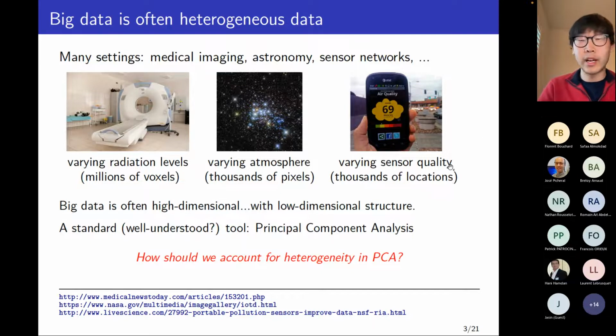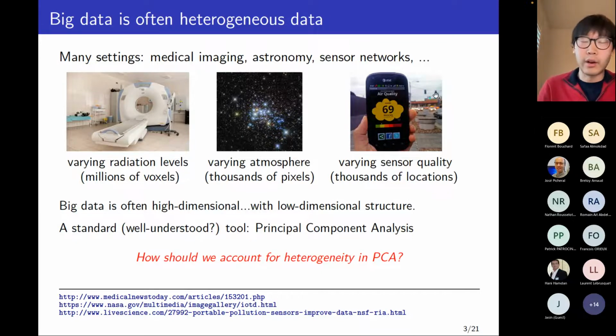Now, in all these settings, another common feature is that these are all high-dimensional data sets. For example, in the medical imaging case, you've got millions of voxels, maybe thousands of pixels for the sky surveys, thousands of locations for the sensors. But we anticipate that there's some kind of low-dimensional structure.